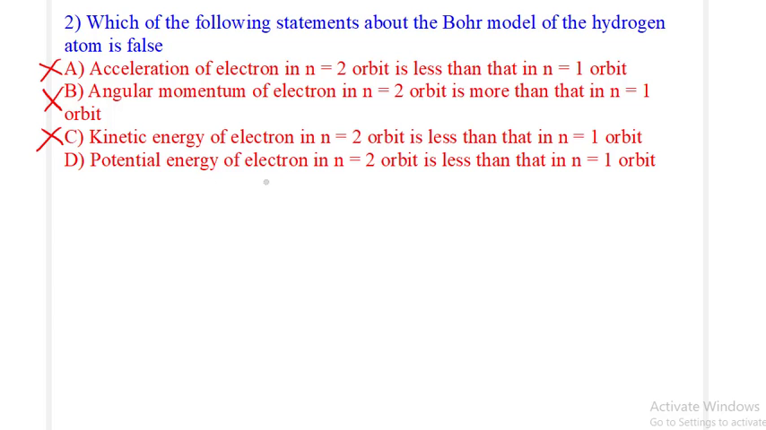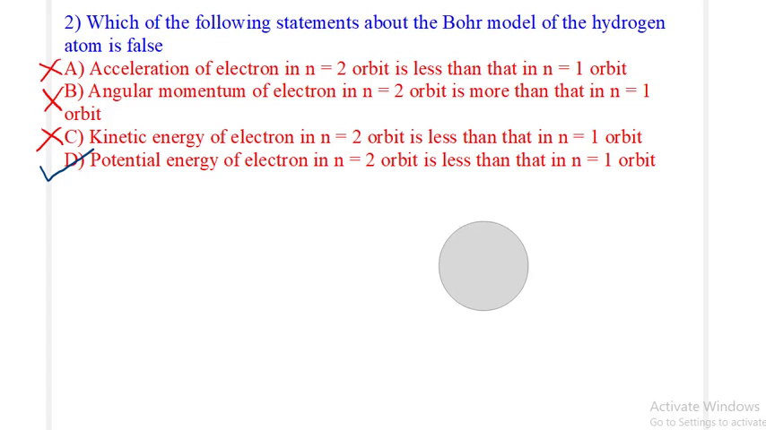Okay, let us see this. Potential energy of n equal to 2 is less. We know potential energy is proportional to minus 1 upon n. So as n increases, the potential energy also increases, because of the minus sign, in the negative sense. So potential energy of electron in n equal to 2 is less than n equal to 1, which is false, because the potential energy at n equal to 2 is more. So this statement is false, and that is what we want to find, the false statement.